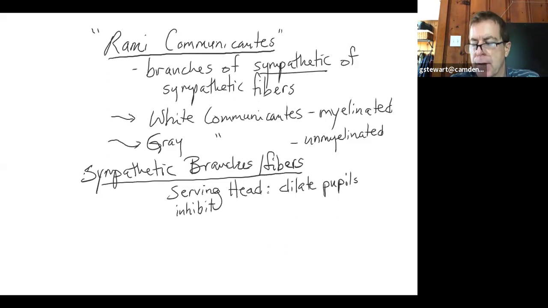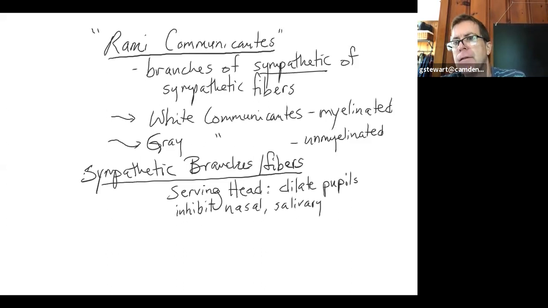So they inhibit nasal, salivary glands. I don't know if you've ever been in a situation where you've been extremely nervous, like you had to give a speech in front of a bunch of people. You might notice that your mouth gets really dry. That's why, because your sympathetic nervous system is kicked in and it's inhibiting your salivary glands.